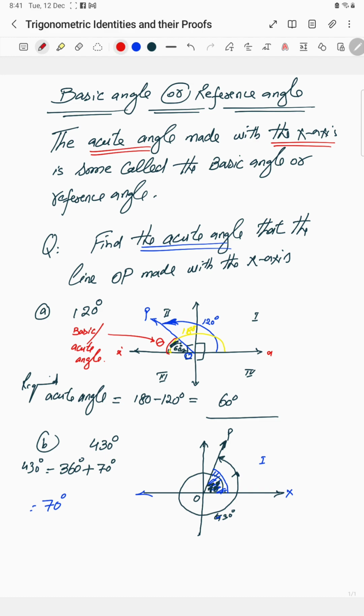I hope you got it. So the required acute angle is equal to 70 degrees. And how did we calculate it? By using 360 plus how much more you need to rotate the angle. That is the answer. I hope.